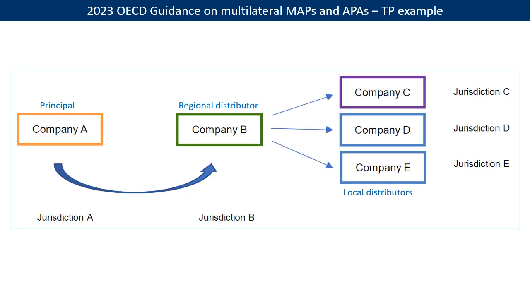In the second example, transfer pricing, you can see here you've got a principal company and it sells to company B, which is a regional distributor, and then company B sells to C, D, and E, which are local distributors. And the issue here is that the group as a whole is loss-making, but the countries C, D, and E say, yeah, but hang on, we've got limited risk distributors here, so we should not be making losses. Now, obviously, they can't bilaterally make adjustments with company B if company B is already making an arm's length income, so therefore you need A, B, C, D, and E all together in a multilateral MAP or APA.